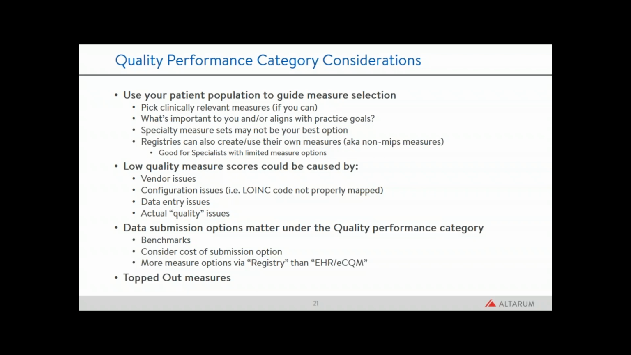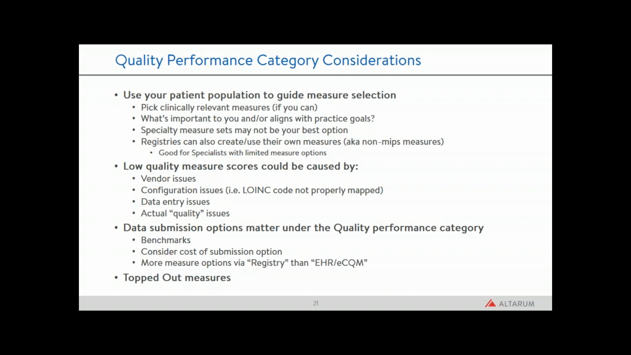All those aside, you actually could be dealing with a quality issue where, especially on the outcome measures, your diabetics are out of control with their A1C, but don't just look to that first. If you're seeing low quality numbers, really dive into those quality measures and make sure that all your ducks are in a row, that the vendor's doing it properly, you've got it configured properly, and you're entering that data properly as well.